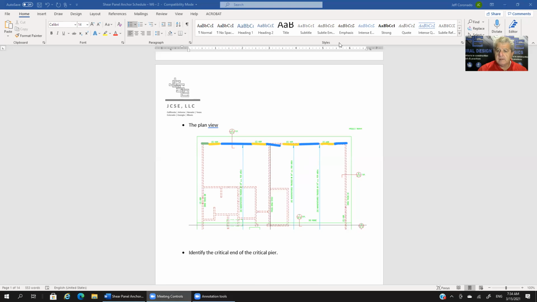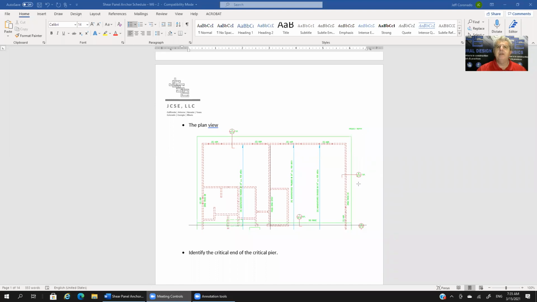Okay, so with that in mind, the next thing that we need to do, let me clear the screen here, is identify the critical end of the critical pier. Again, I believe this is covered in another Bridging the Gap session, because that is somewhat of an art. And by that, I mean there's judgment involved.